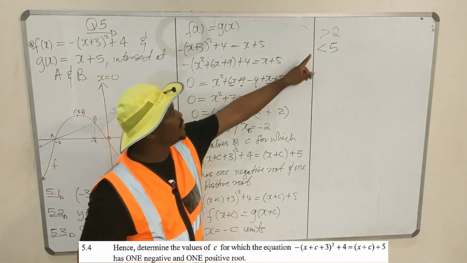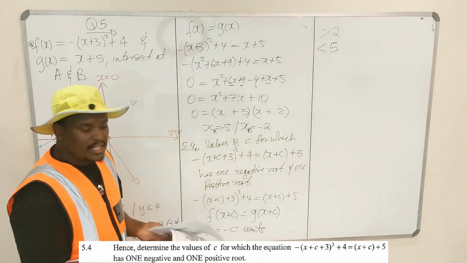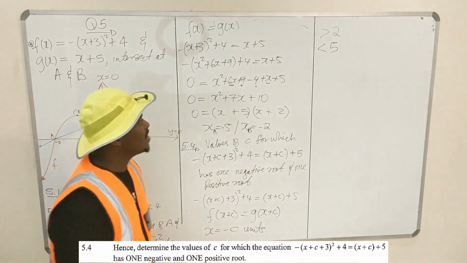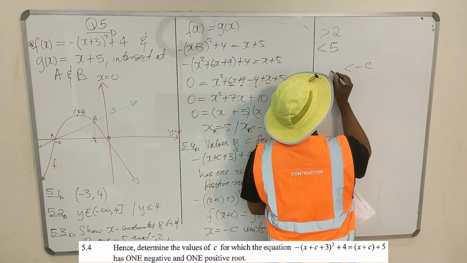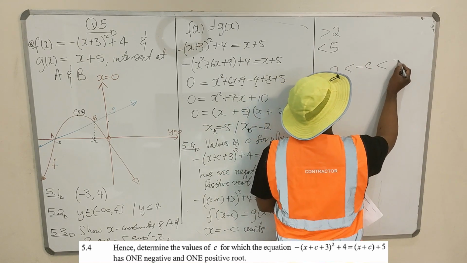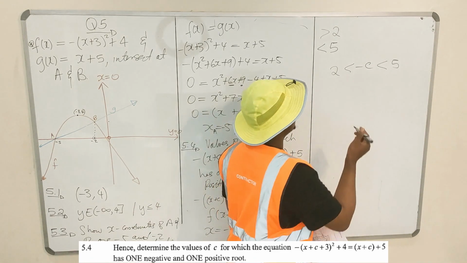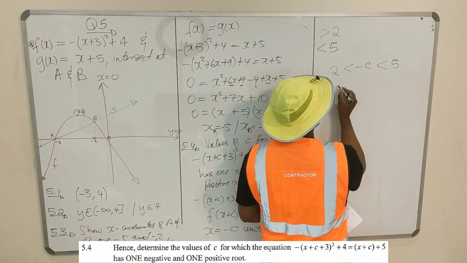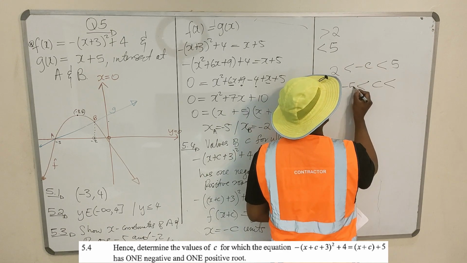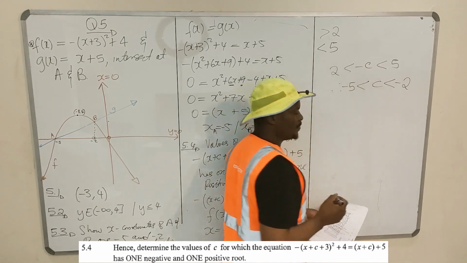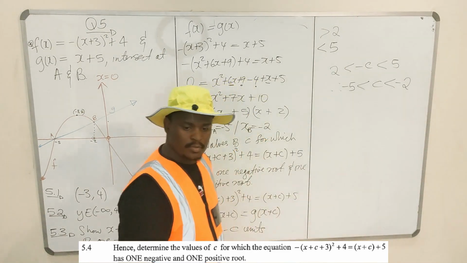So your shifting factor should be between these points, which means what is your shifting factor? It's your minus c. You're shifting with minus c. So your minus c should be greater than 2 units, but less than 5 units. Now you divide by c throughout. You find that your c will be greater than minus 5, less than minus 2. So those are the values of c. They should be between minus 5 and minus 2.